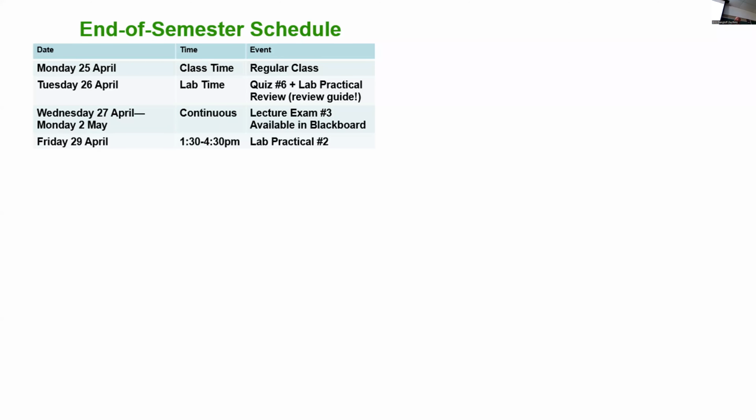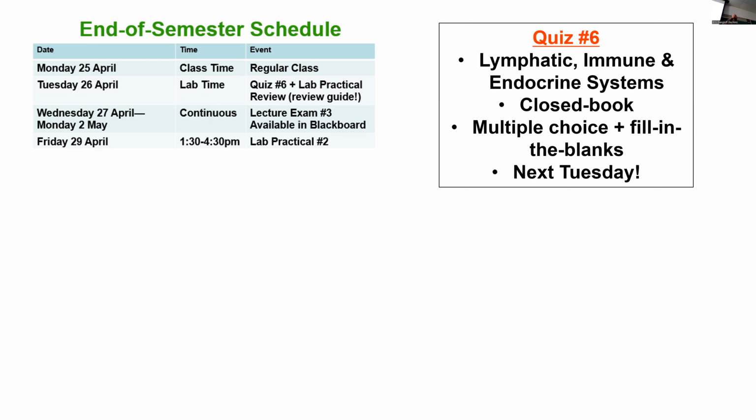Otherwise, a reminder, we've got lecture on Friday and then again Monday. You've seen this before. I just want to put it up again. It's in your class program. Remember that quiz number 6 is going to be during lab time next week, Tuesday. It will cover your lymphatic, immune, and endocrine systems. It will be closed book, but I'm not going to give you long answer questions like I did with the last quiz. I'm going to save that for your open book exam. Instead, you can expect multiple choice and fill in the blank.